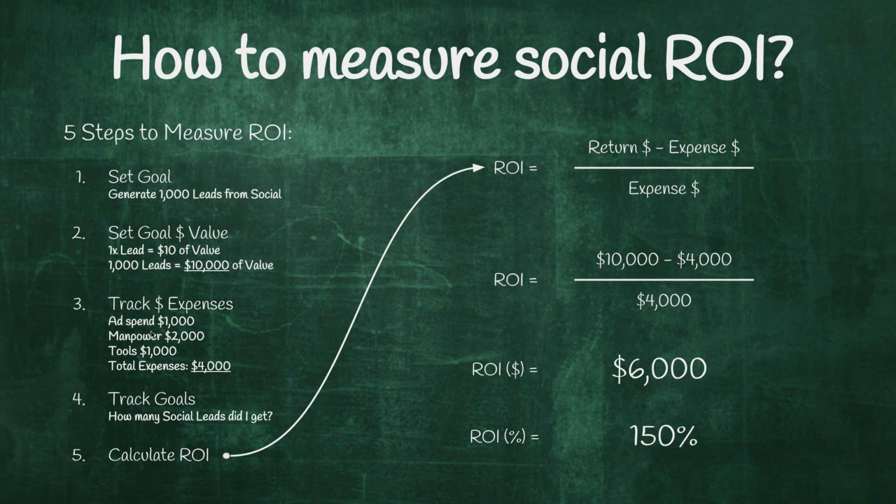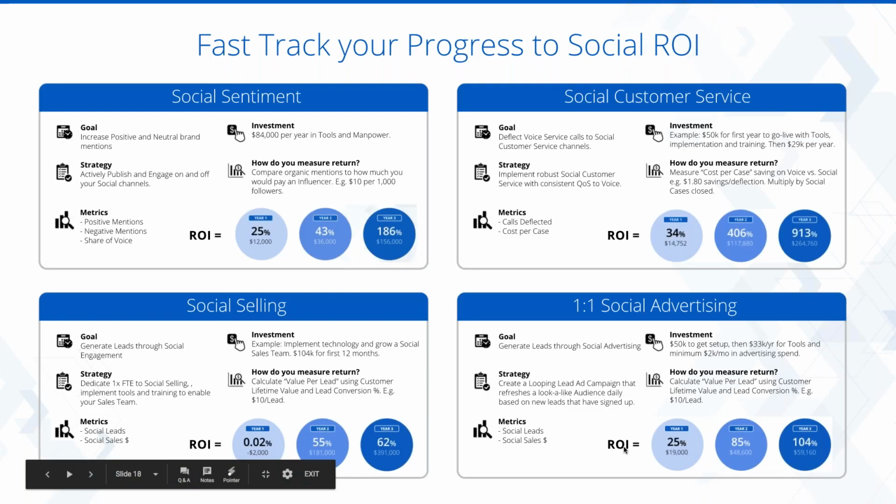You track the expenses to run the operation, then you track the goals and calculate ROI: return minus expense, divided by expense. So in this case, it was $10,000 return, $4,000 cost, divided by 4,000, for a $6,000 ROI. That's just a 101 intro to ROI.